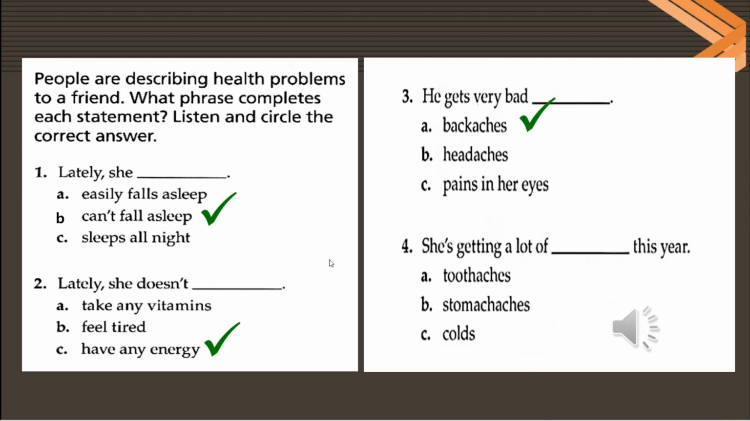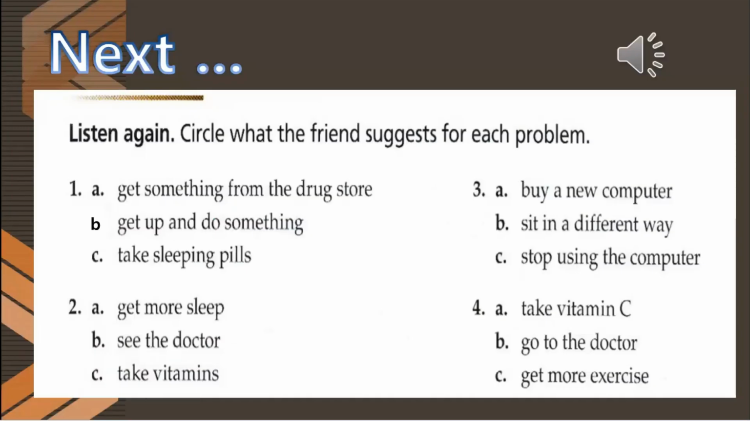And then for number 3, he gets very bad backache. And then the last, number 4, the problem is she's getting a lot of colds this year. Okay, this is about the practice. And then we still have the next practice related to the health problems. Okay, now the next practice is here.